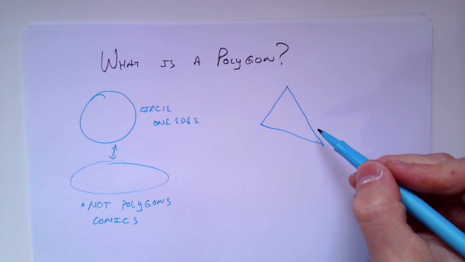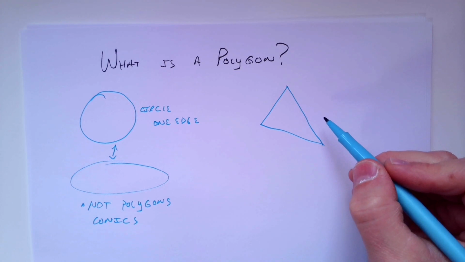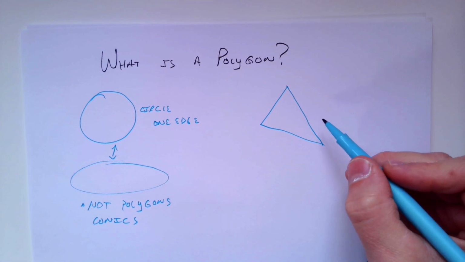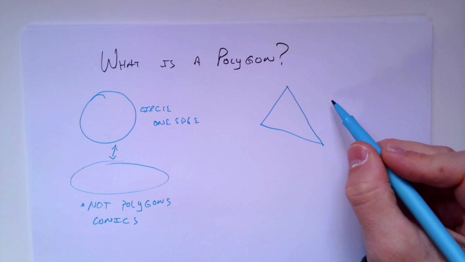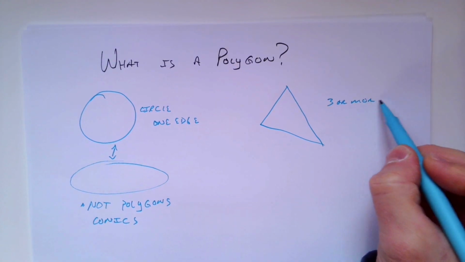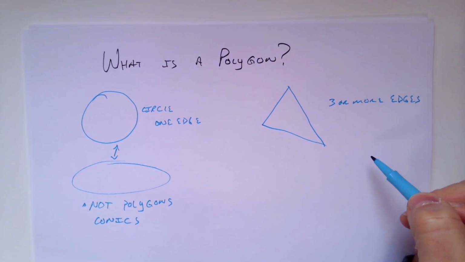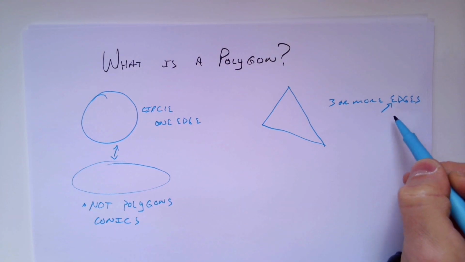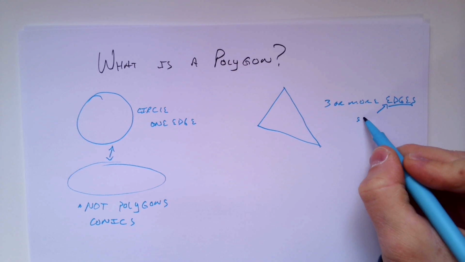Now this one over here, this is a triangle. This triangle is indeed a polygon. Now what makes it a polygon? What makes it a polygon is it has three or more edges. Now the thing is, we really need to qualify these edges. These edges need to be straight.